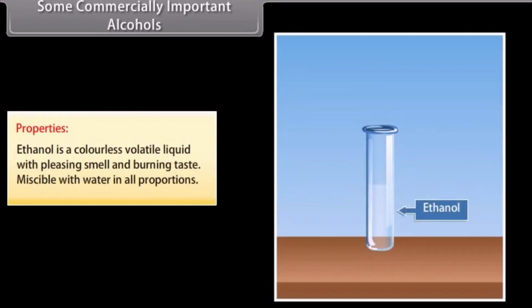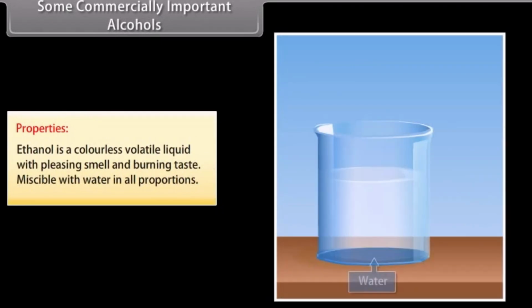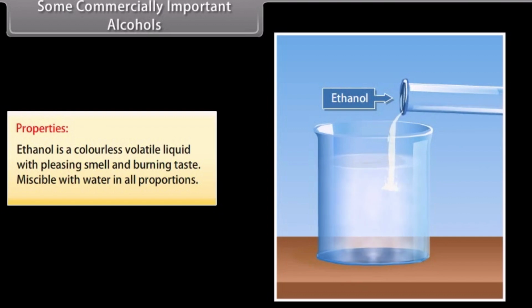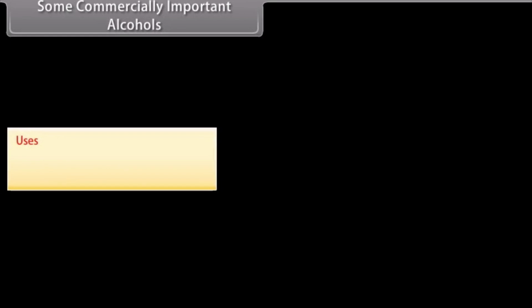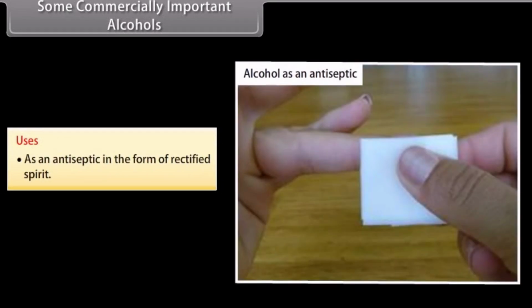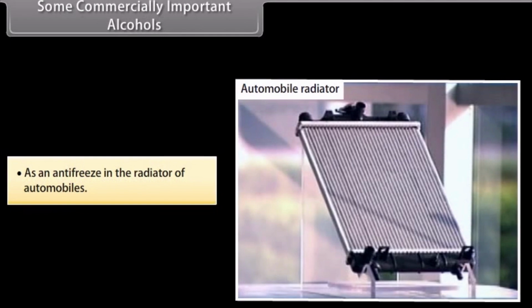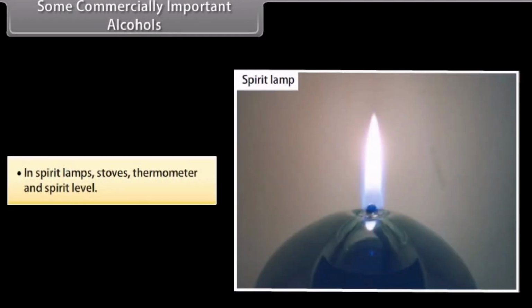Properties. Ethanol is a colorless, volatile liquid with a pleasing smell and burning taste, miscible with water in all proportions. Uses: as an antiseptic in the form of rectified spirit, as an antifreeze in the radiator of automobiles, in spirit lamps, stoves, thermometers and spirit levels.